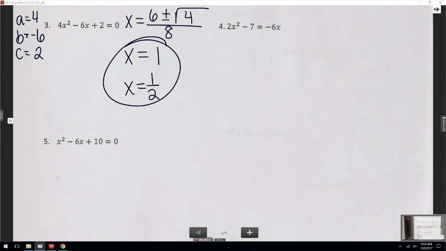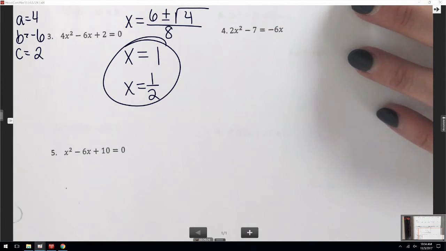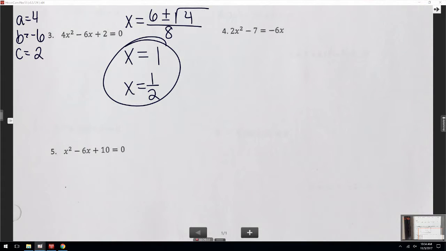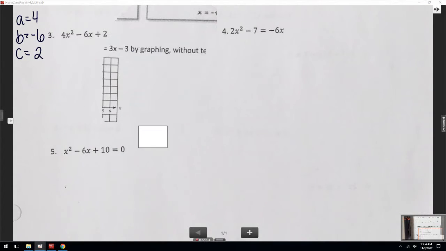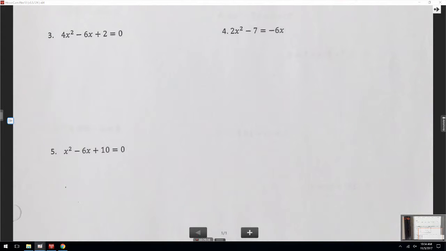Okay, here we go. Think you can handle number 4? Okay, go ahead and start off on number 4. This one's going to be a tad bit different, though. You said equal to 0 first? Set equal to 0 first.